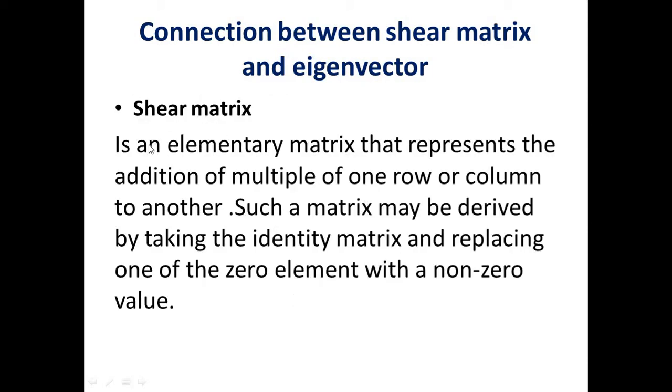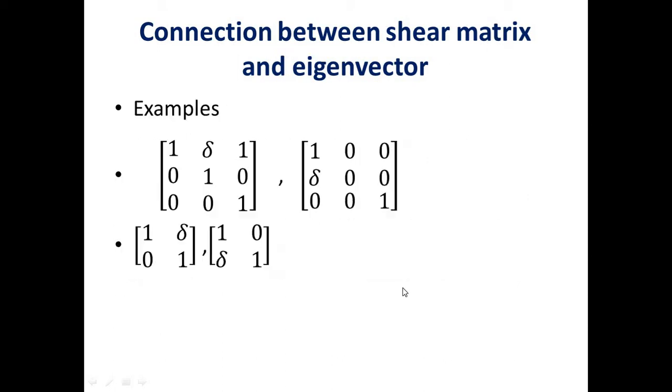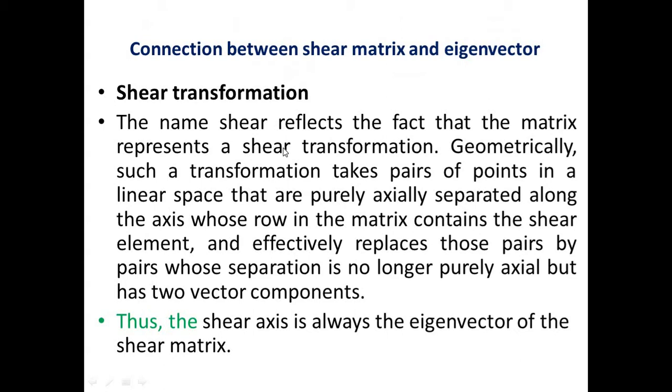A shear matrix is actually an elementary matrix that represents the addition of a multiple of one row or column to another. Such a matrix may be derived by taking the identity matrix and replacing one of the zero elements with a non-zero value. We will see an example. These are examples of the shear matrix. This is actually an identity matrix. Only the 1 0 is replaced with this value. Any zero can be replaced by this value.